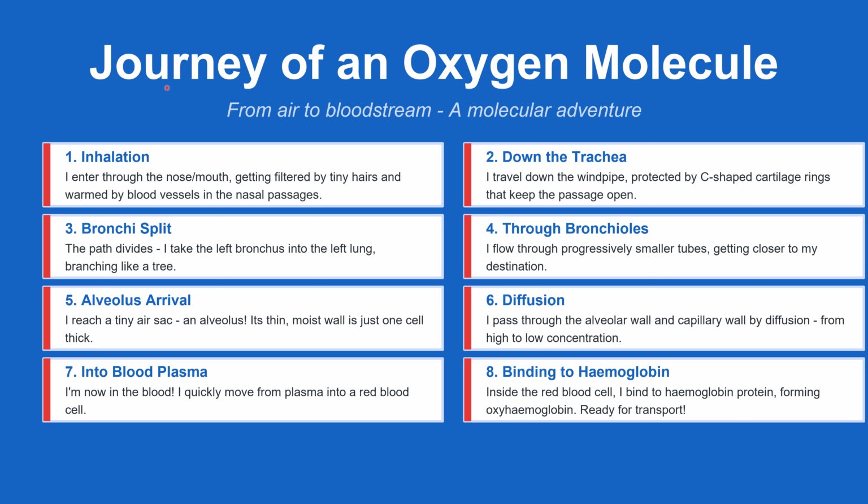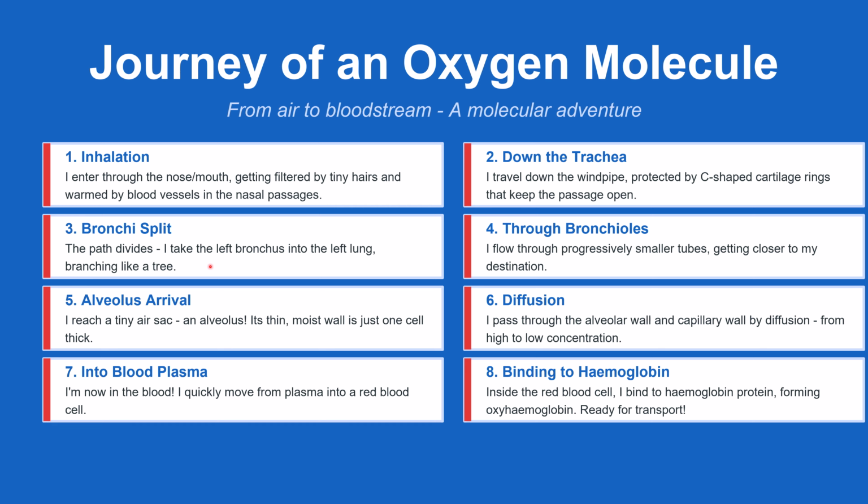Now let's discuss the journey of an oxygen molecule from air to bloodstream, a molecular adventure. The path follows a specific 8-step sequence from the outside world to the blood. First is inhalation. Air enters via nose and mouth where it is filtered, warmed and moistened. Number 2, down the trachea. The molecules travel down the windpipe held open by C-shaped cartilage. 3 is bronchi split. The path splits into the left or right lung.